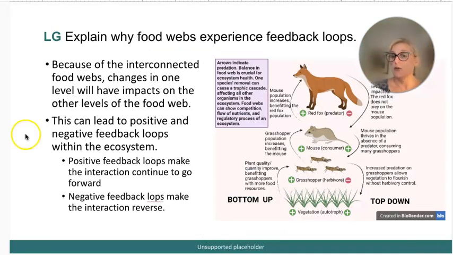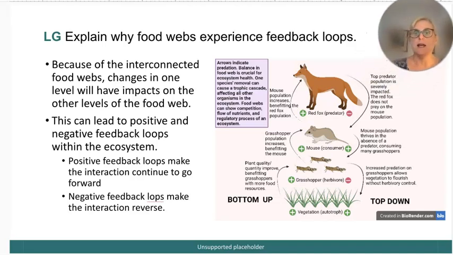Okay, so again, here's another explanation of what I just said, and you have this diagram here that shows different types of feedback loops, and so pause the video, take a look at the descriptions here. You can also see more information about positive feedback loops, which make the interactions go forward. Negative feedback loops make the interactions reverse, and so take a look, understand how this works. And you have positives, you have negatives in this system.